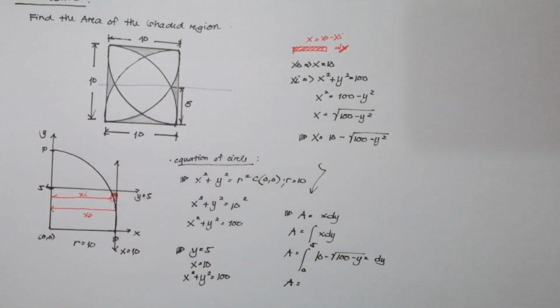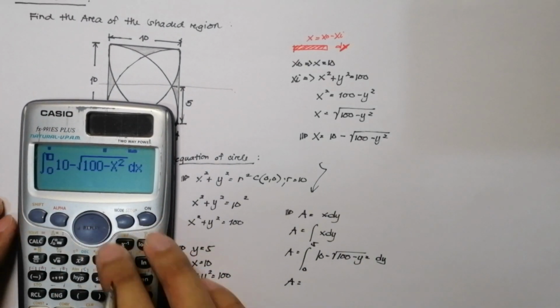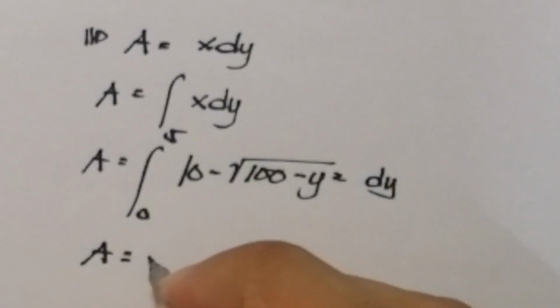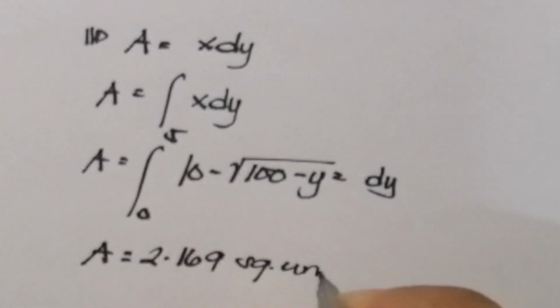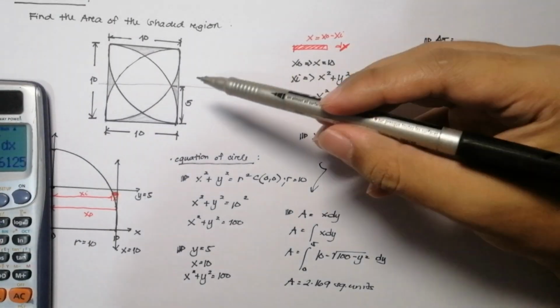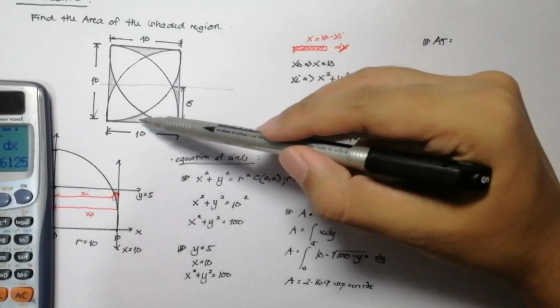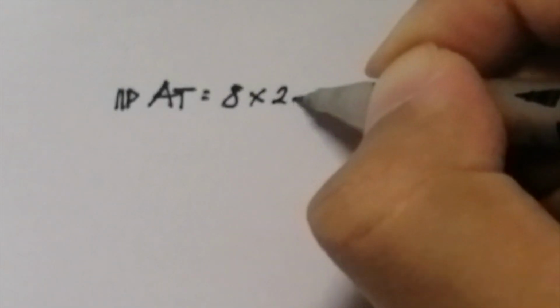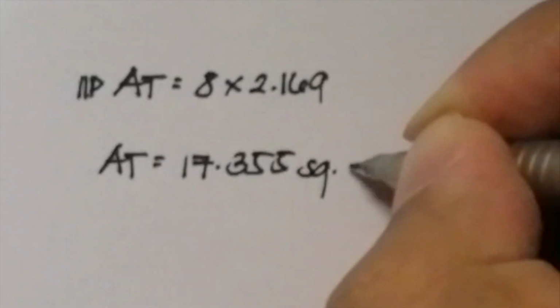And by using our calculator to solve, area is equal to 2.169 square units. But that is not our final answer since we need to multiply it by 8 to solve for the total area, since we have 1, 2, 3, 4, 5, 6, 7, 8. So 8 times 2.169, our total area is equal to 17.355 square units. And that is our final answer.